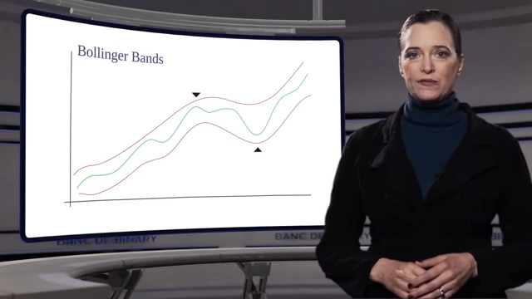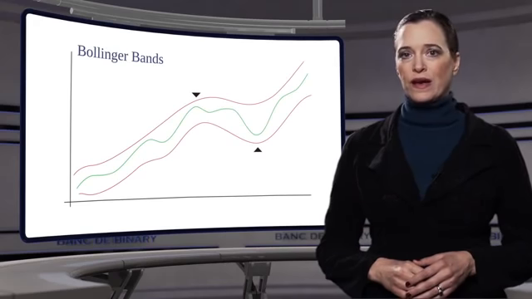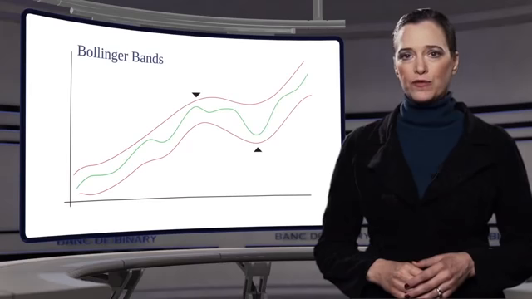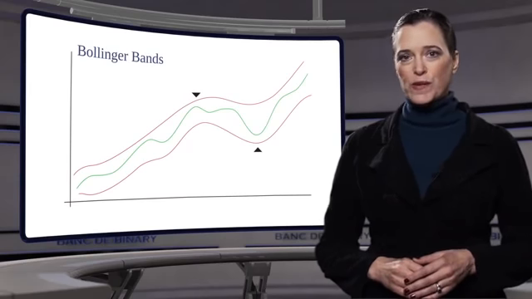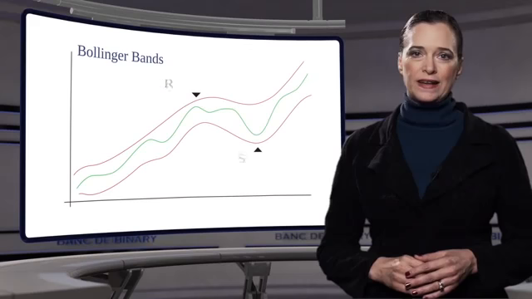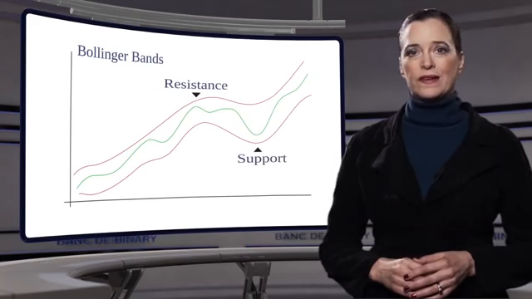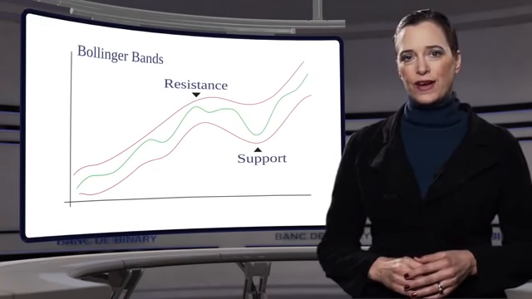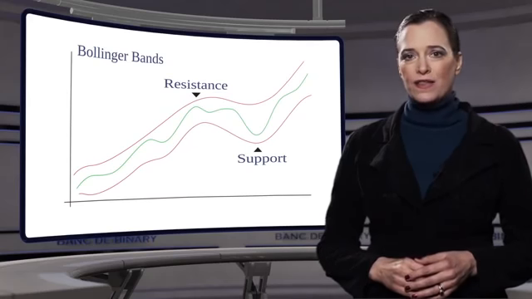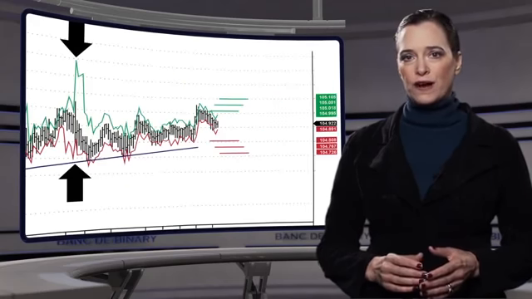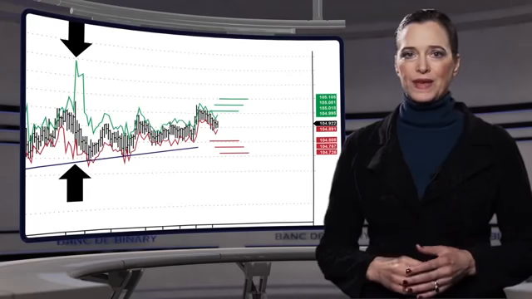Bollinger Bands are lines plotted 2 standard deviations above and below a simple moving average. More on that in a moment, and can be interpreted as nonlinear support and resistance lines. They also alert traders to price volatility. The further apart the bands, the more volatile the price, as we can see here.